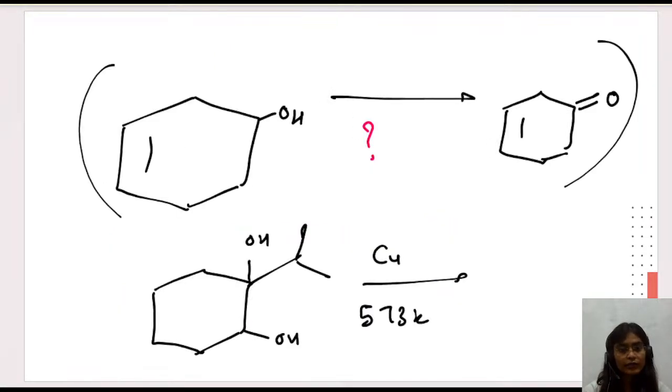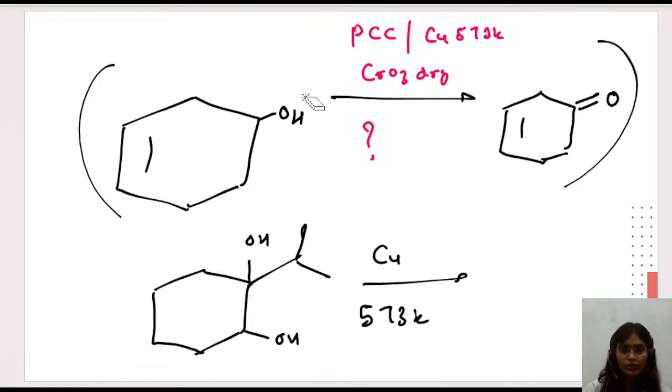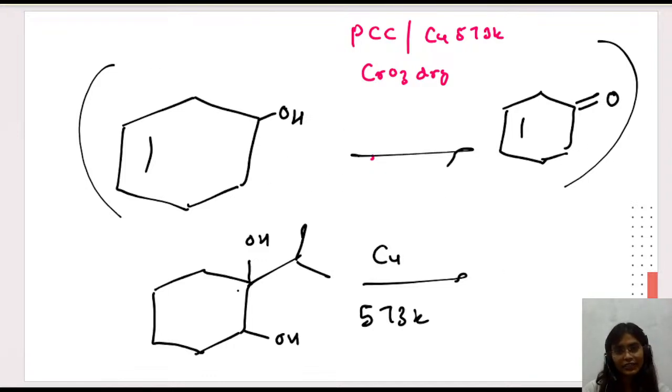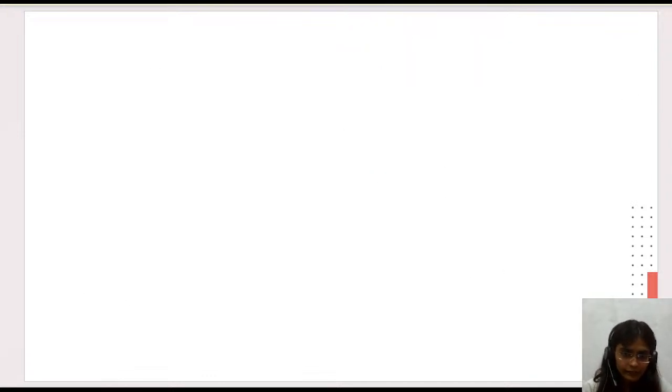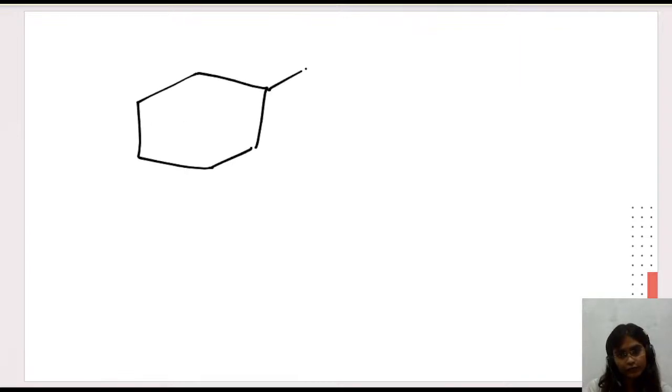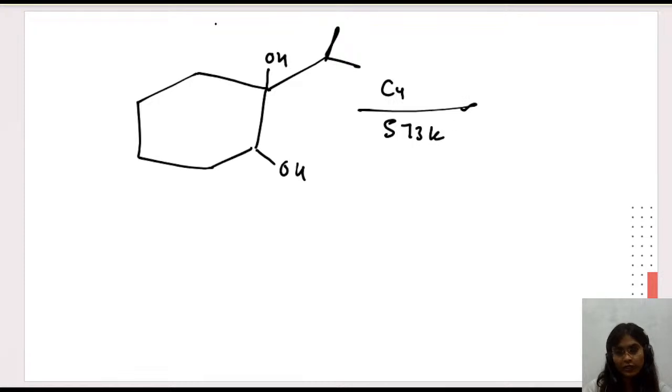Let me just write all the reagents. You can use PCC, you can use copper at 573 Kelvin, or you can use chromium oxide, that is dry chromium oxide. So that's it. This is all for the question. Now let's talk about this question. For this question, let's solve on the next slide. This question is given, right? We are using copper, 573 Kelvin. You will tell me the answer. So option number one.